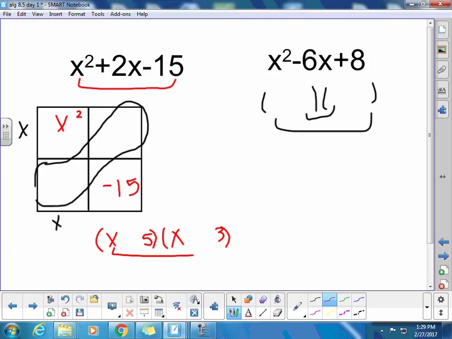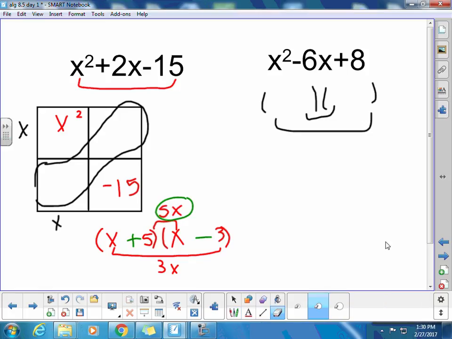And when we get the middle terms, we have outer times outer, which is 3x. And we have inner times inner, which is 5x. And we need to end up with a positive 2x. So I know that I need the 5x to be positive. So we have a minus here and a plus here. And those are our two factors. So x plus 5 and x minus 3.